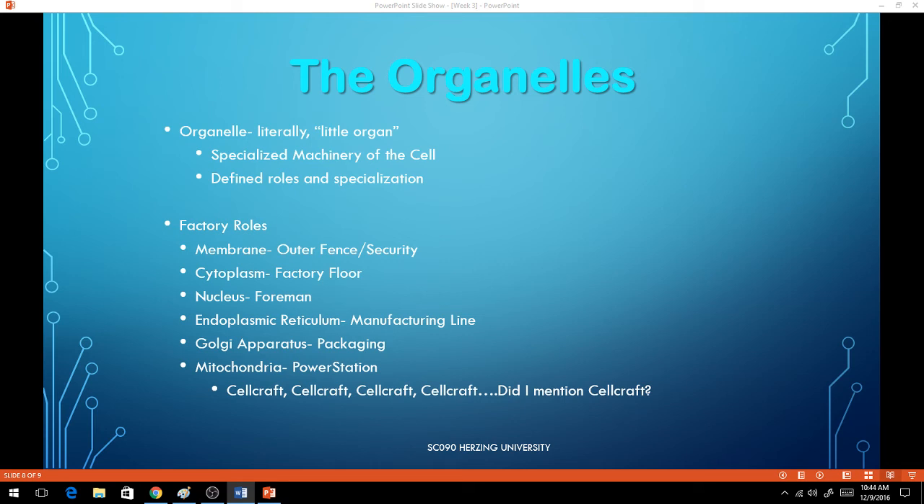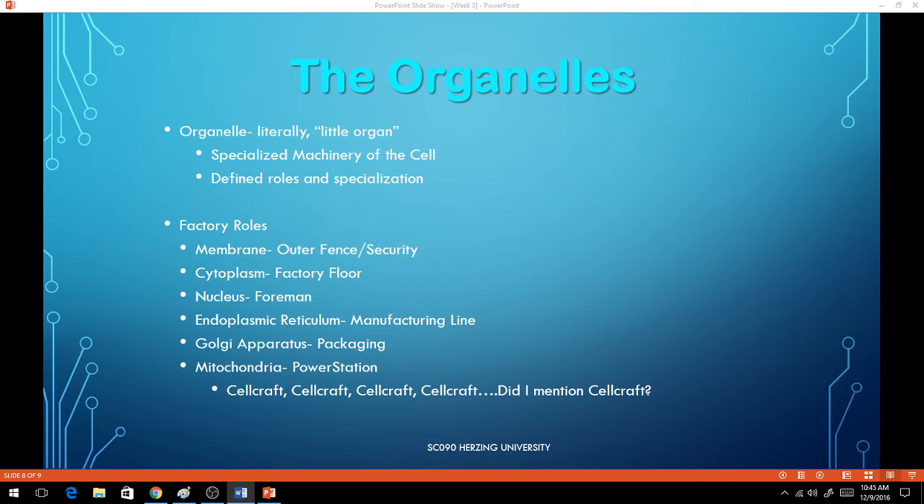So again, if we look at the factory roles, the membrane is the outer fence, the security. It controls what comes in and out. The cytoplasm is the factory floor. That's where the machines are. That's where the manufacturing gets done. The nucleus is kind of like the foreman, or the boss's office. There's a structure we'll talk about called the endoplasmic reticulum. That's the manufacturing line. That's a very specific machine for making stuff. The Golgi apparatus, that's the packaging department. That's where everything gets boxed up for export.